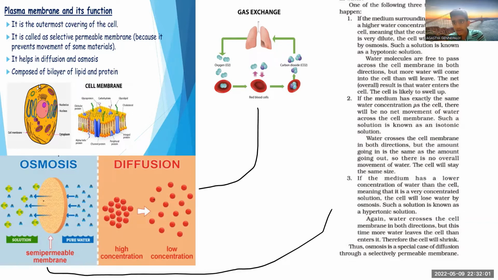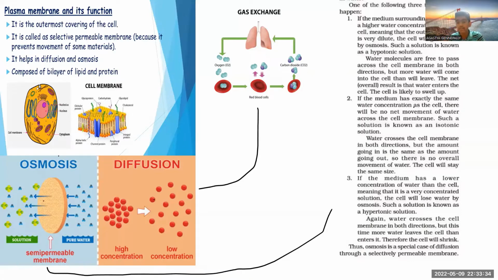If the medium surrounding the cell has a higher water concentration than the cell, meaning that the outside solution is very dilute, the cell will gain water by osmosis. Such a solution is known as a hypotonic solution. Now, water molecules are free to pass through the cell membrane in both directions. But more water will come into the cell than will leave. More water will come.